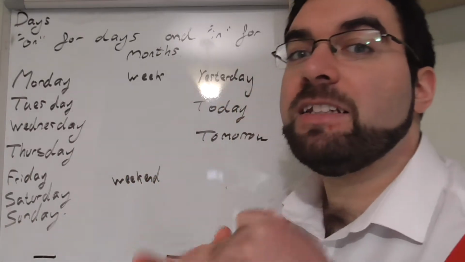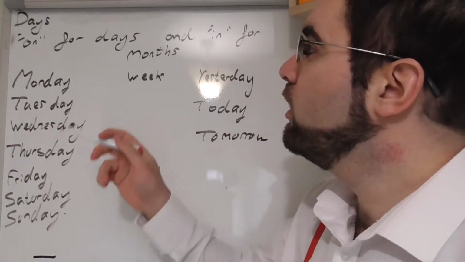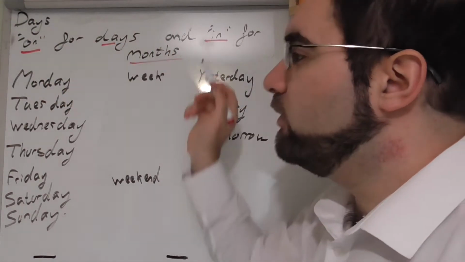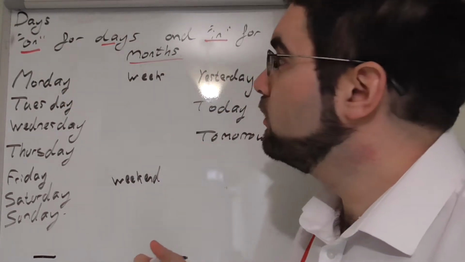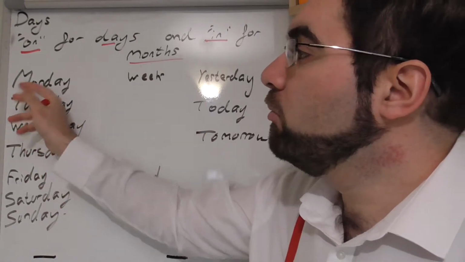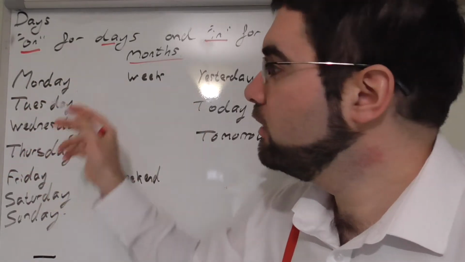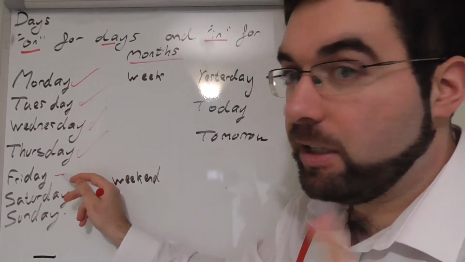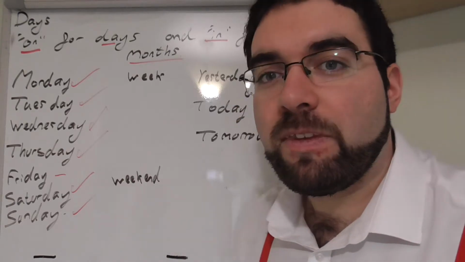Alright, so let's look at days. We use "on" for days and "in" for months. So, on Monday, Tuesday, Wednesday, Thursday, Friday, Saturday, Sunday.